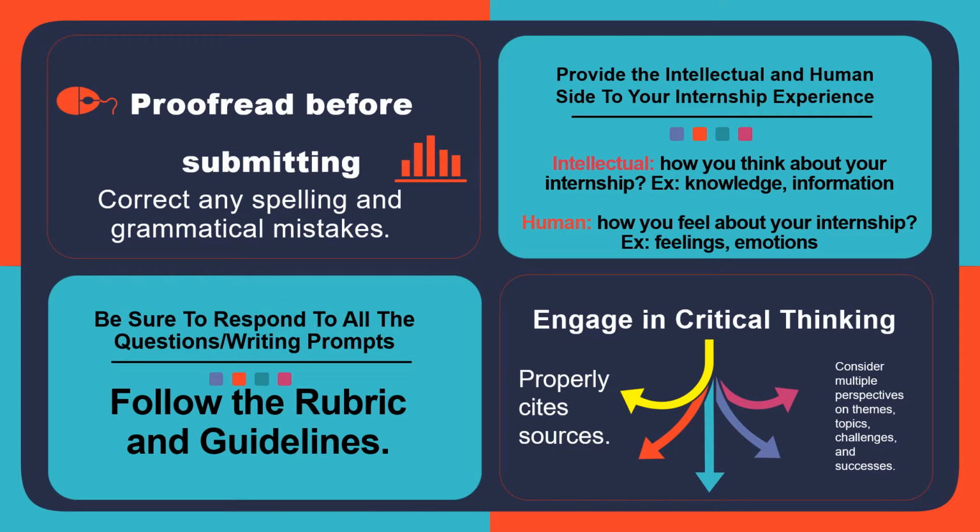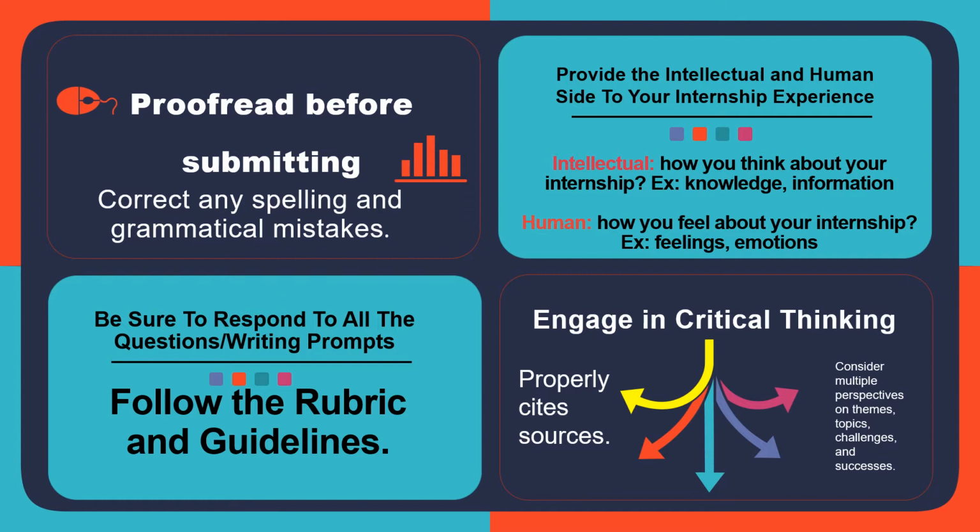So number uno is proofreading, making sure that there aren't any spelling or grammatical mistakes in your reflection. The second item on the top right there relates to a post that I did late last week regarding the intellectual and human dimensions of your internship. So you can basically view the intellectual dimensions as more of the thinking, the factual information, the knowledge, and such. The human is more of the feelings, the emotions. It's more of the how.